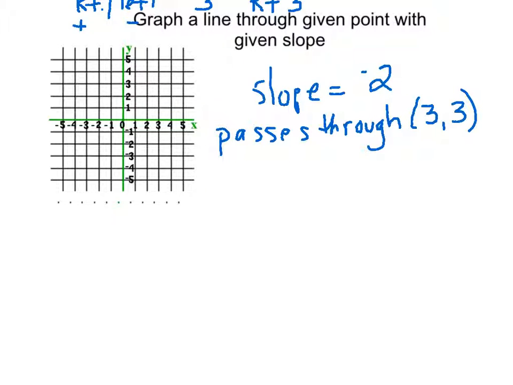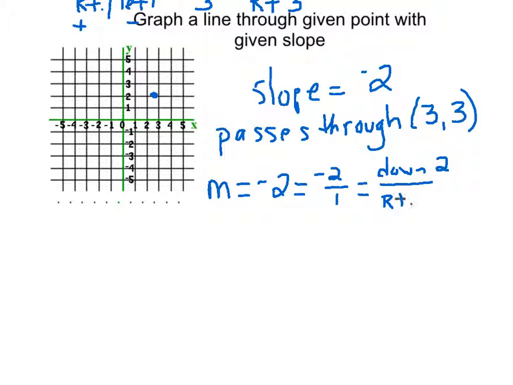So it passes through 3, 3, and that's what we want to put our first dot. We go over 3, up 3, and put our first dot there. And then when we analyze the slope, it's -2, but slopes want to be in fraction form. So -2 is exactly the same as -2 over 1. So when we write it in fraction form, that's going to help us analyze it. The number on the top tells us whether to go up or down. Since we have a negative number, we're going to go down 2 units. The one on the bottom tells us to go right or left. Since we have a positive number, we're going to go right 1 unit.